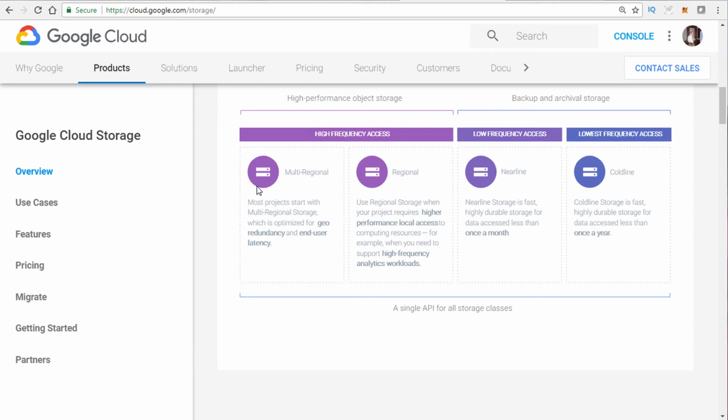If you're concerned about performance in a specific region, then you probably want to look for regional. Multi-regional is going to be where you need to have redundancy. And essentially, costs, again, this is more expensive than this, and this is more expensive than nearline, and so on and so on. So the costs are basically proportional when you go from left to right, right?